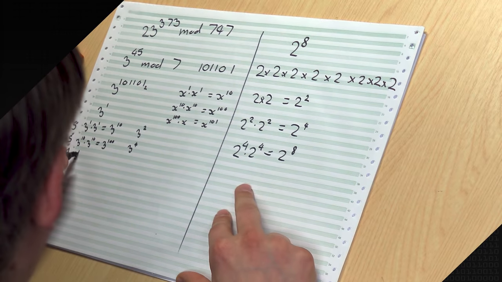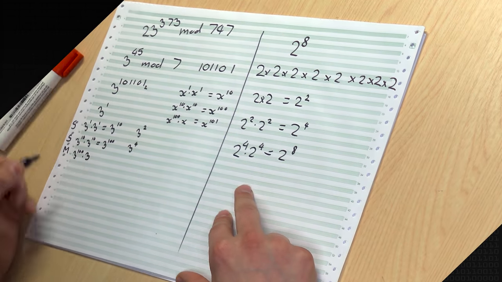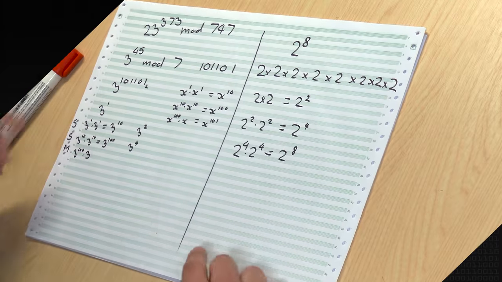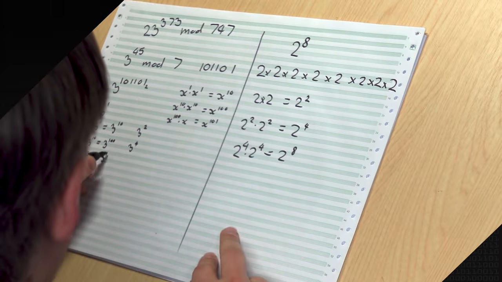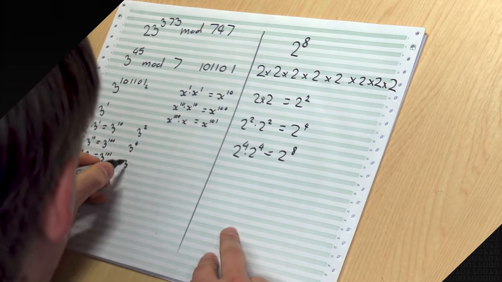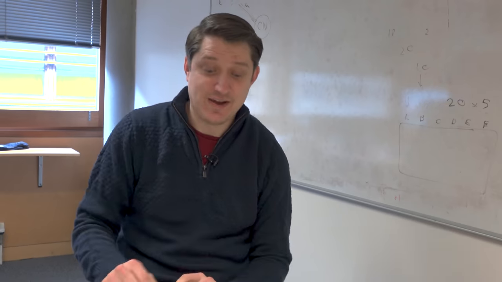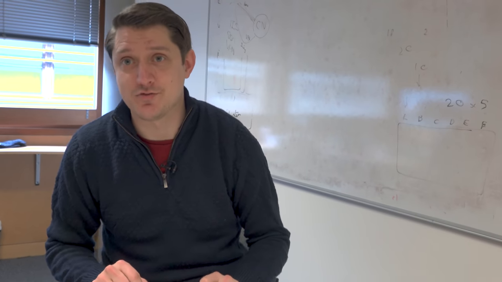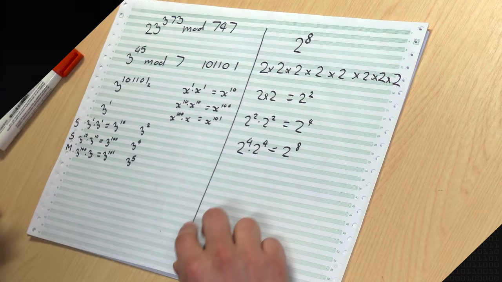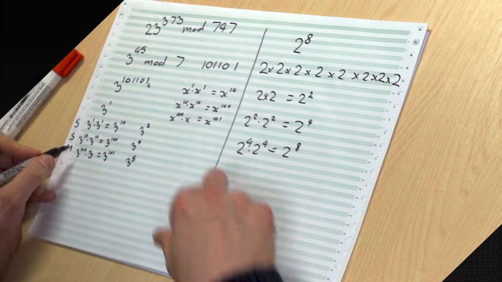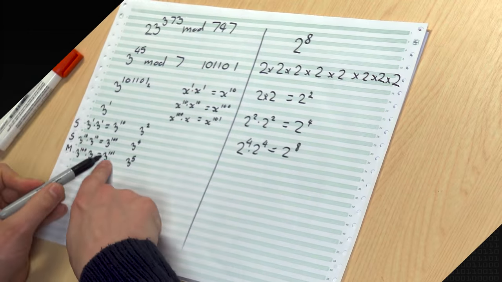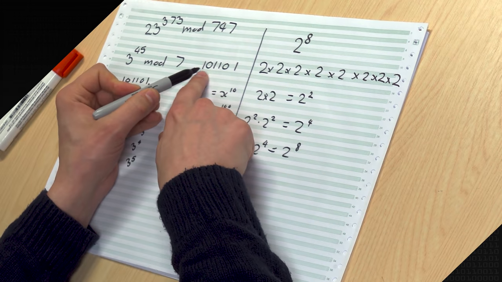So 3 to the 100 multiplied by 3, the original value that we have at the top, is 3 to the 101. That's 3 to the 5. Right. Now, we're nowhere near 3 to the 45 yet, but hopefully you can see we're making some progress. Let's keep going. So the next one, we want to go from 3 to the 101 to 1011.